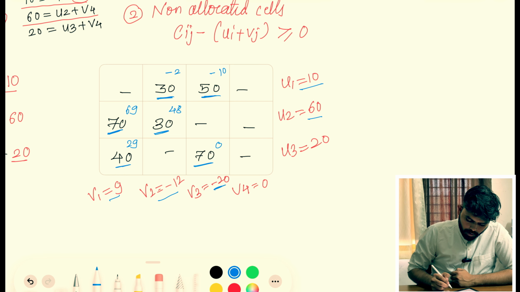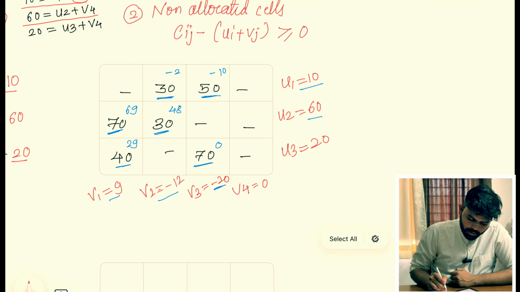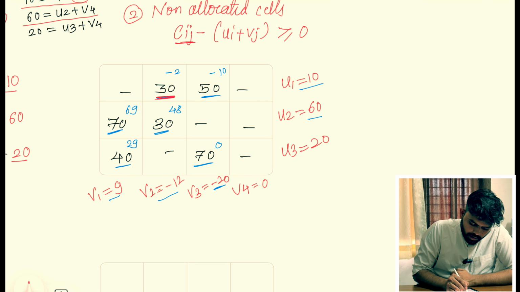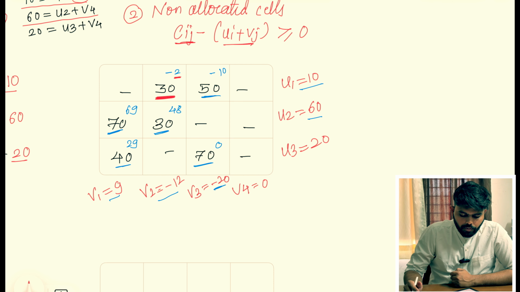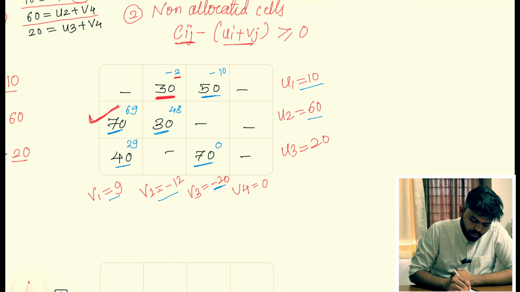Now, the important point is Cij is this value which is written below, and Ui plus Vj is this value which is written above. So the difference between these two values should be either 0 or positive. So 70 minus 69 is positive, so it is satisfying our condition. 40 minus 29 is positive, so again it is satisfying. 30 minus minus 2 is positive, so this condition is also satisfied. 50 minus minus 10 is also positive, so this is also satisfied. 70 minus 0 is positive, so this is satisfied.